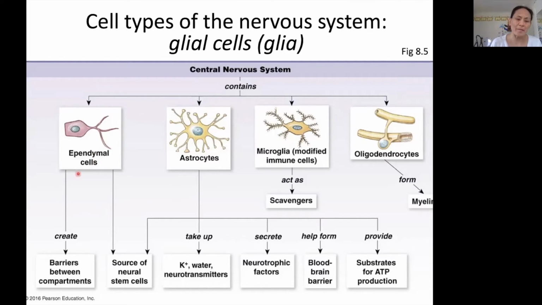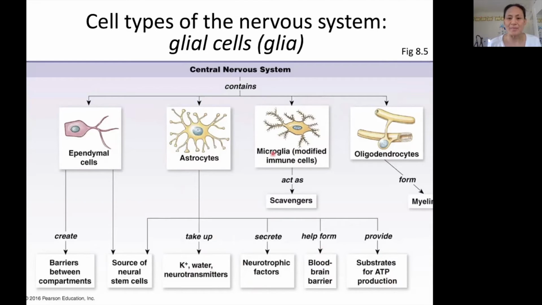We have these ependymal cells that are going to form barriers between compartments. They're going to make new neurons. Astrocytes are going to do all these things. They're going to basically regulate the ion balance around the neurons. They're going to help form the blood-brain barrier, which we're going to be talking about in a little bit. They're going to help with ATP production. They're going to do things to help the health of the neuron. That's what a neurotrophic factor does.